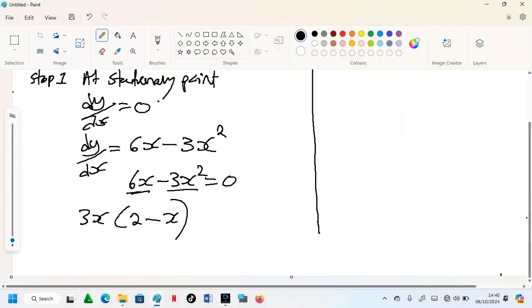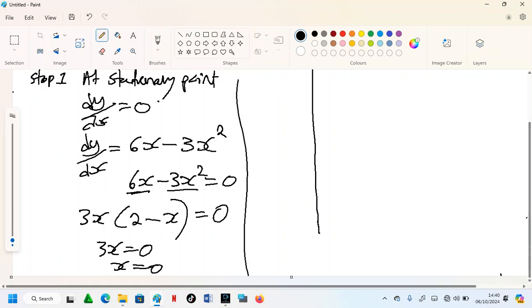Right, so 3x times (2 minus x), I've just factored it out, is equal to 0. So 3x is equal to 0. That means x is 0, because if you divide both sides by 3, you're going to have x is equal to 0. And 2 minus x is also equal to 0. So negative x is negative 2, and you divide both sides by negative 1. Therefore, x is equal to 2.